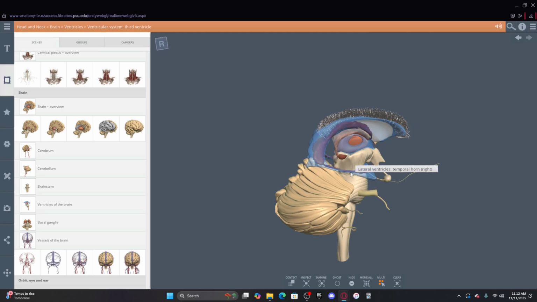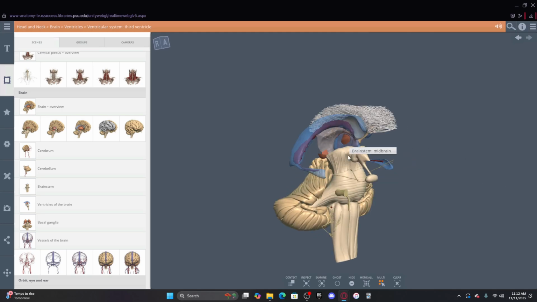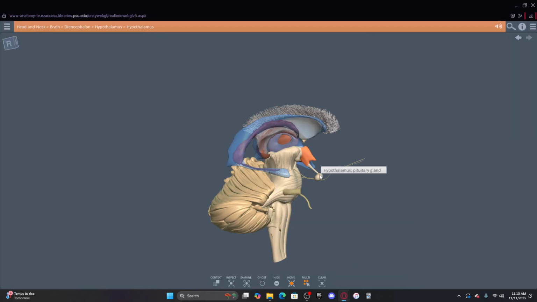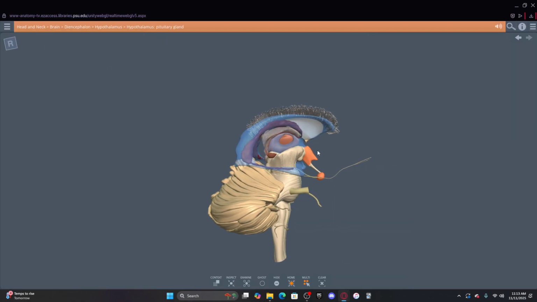So we saw the thalamus. This is the hypothalamus. This is the pituitary gland. And connecting the hypothalamus to the pituitary gland is that infundibulum stalk.